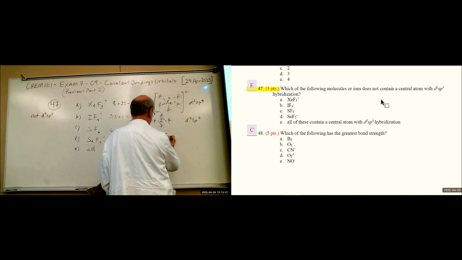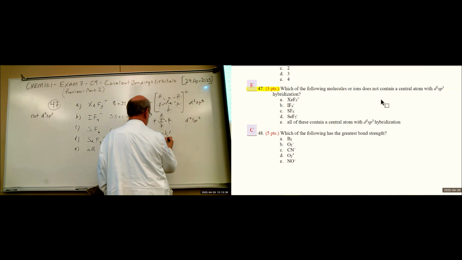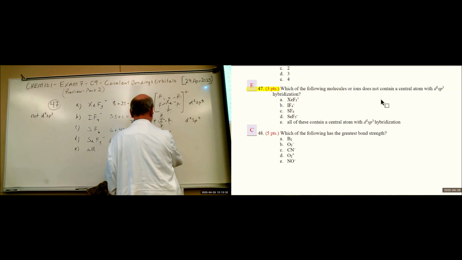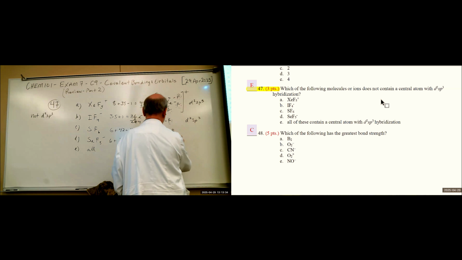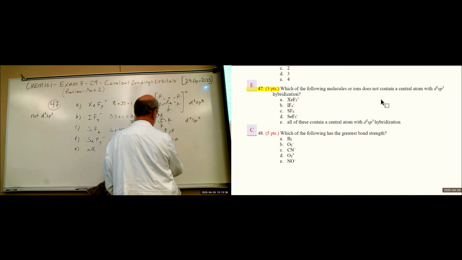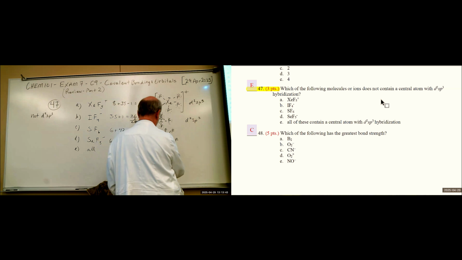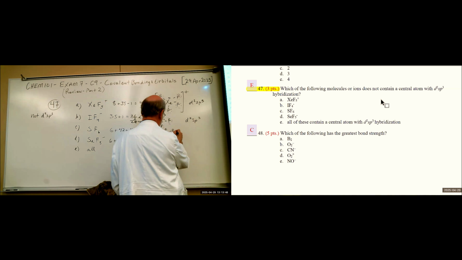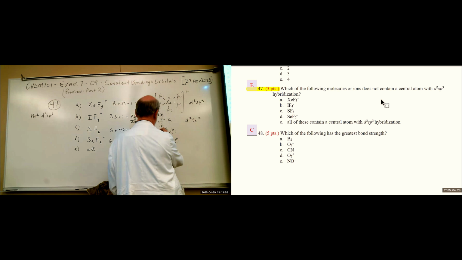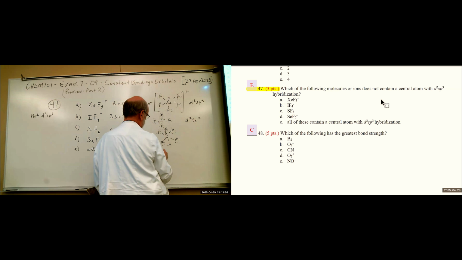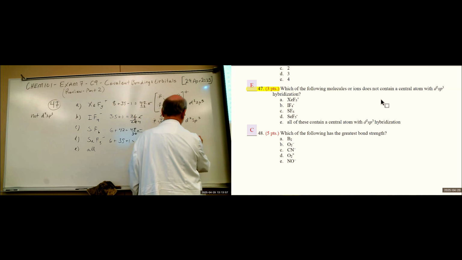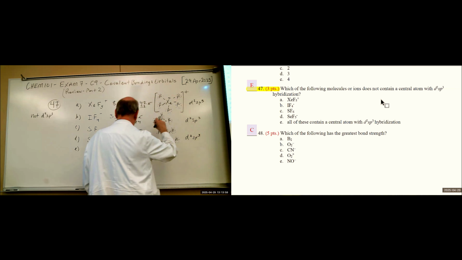SF6. 1, 2, 3, 4, 5, 6. 2, 4, 6, 8, 10, 12, which would be 36. 2, 4, 6 times 6 is 36. So an octet around each one of the fluorines uses up all the electrons. And that's d2sp3. 6 groups.